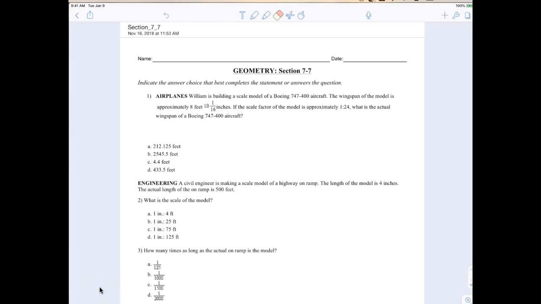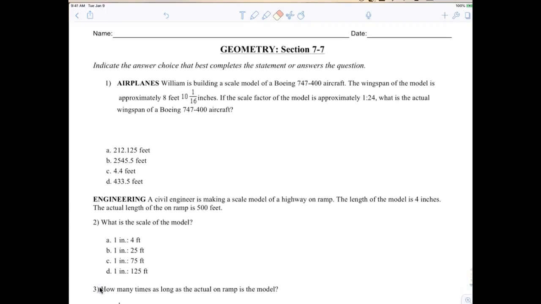All right, it says William is building a scale model of a Boeing 747. The wingspan of the model is approximately 8 feet, 10 and 1/16 inches. If the scale factor of the model is approximately 1 to 24, what is the actual wingspan? All right, so it's in a ratio of 1 to 24, correct?